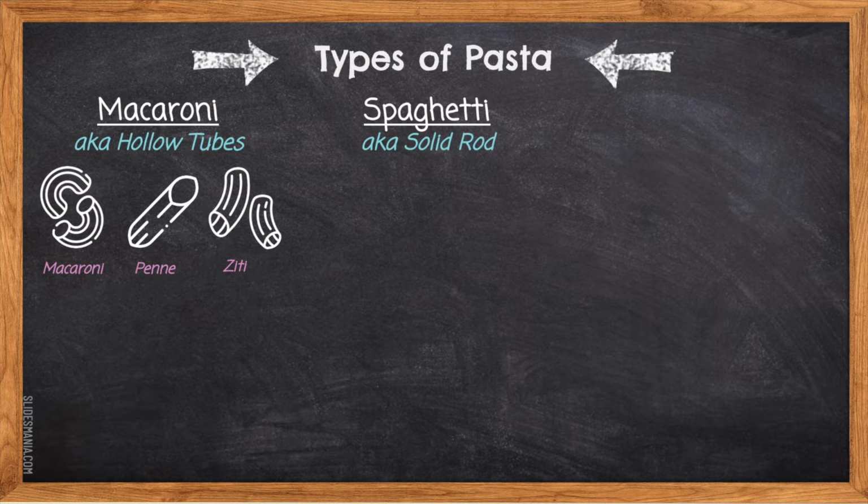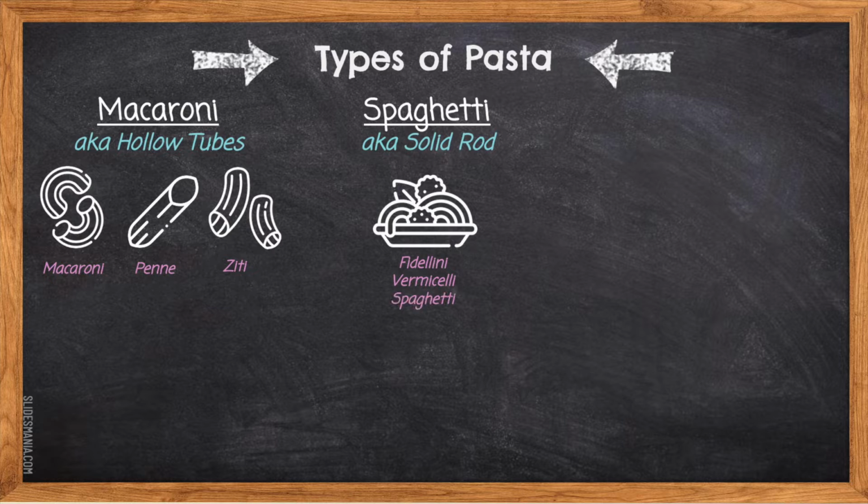The second type of pasta is spaghetti. Spaghetti is the general term for solid rod form of pasta. Round rods may be made in different diameters, ranging from fettuccine, the smallest, up to vermicelli, spaghetti, to spaghettoni, the largest. Solid rods may be made in an oval shape too.